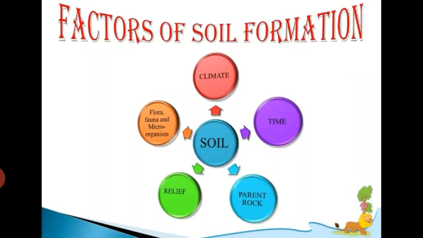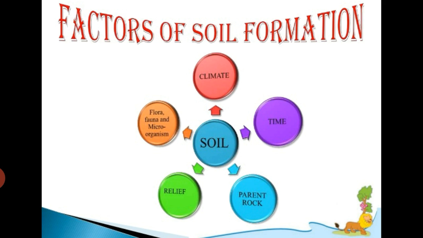Then there is a high rate of humus formation, which is again good for agricultural crops, because humus is formed when dead plants and animals decay. So there is a formation of dark organic matter in the soil, which is said to be humus. And humus is very rich in nutrients, and it helps in making the soil more fertile.